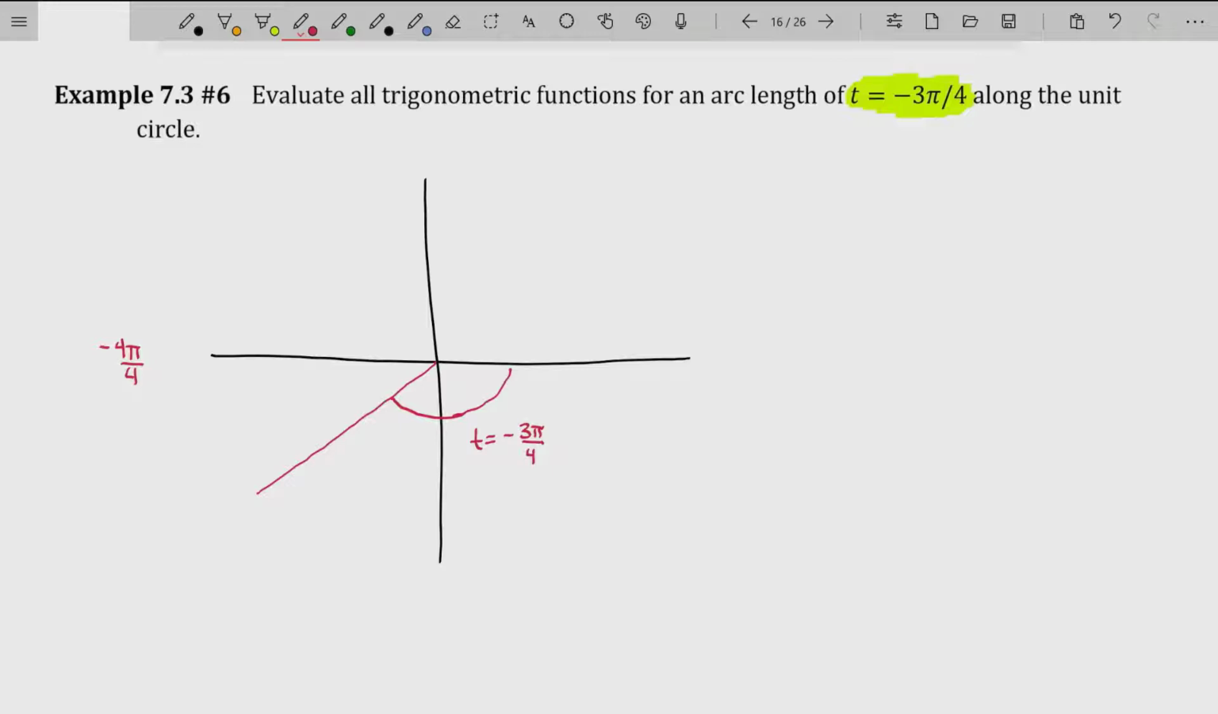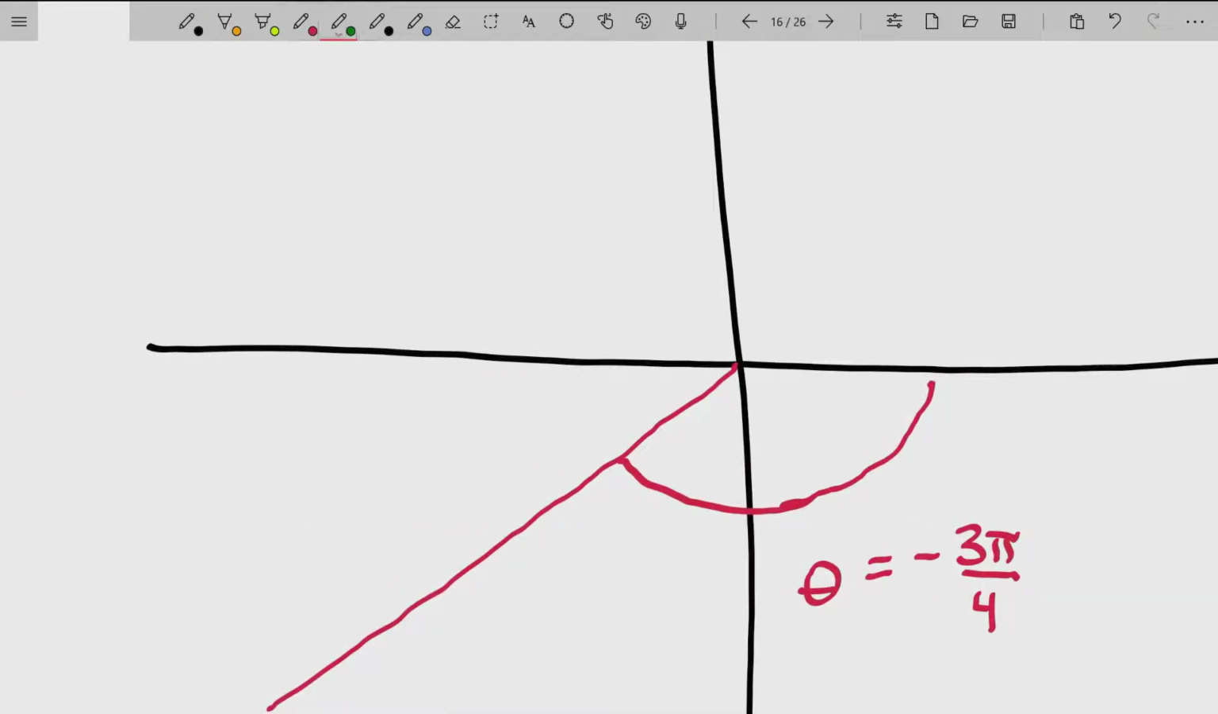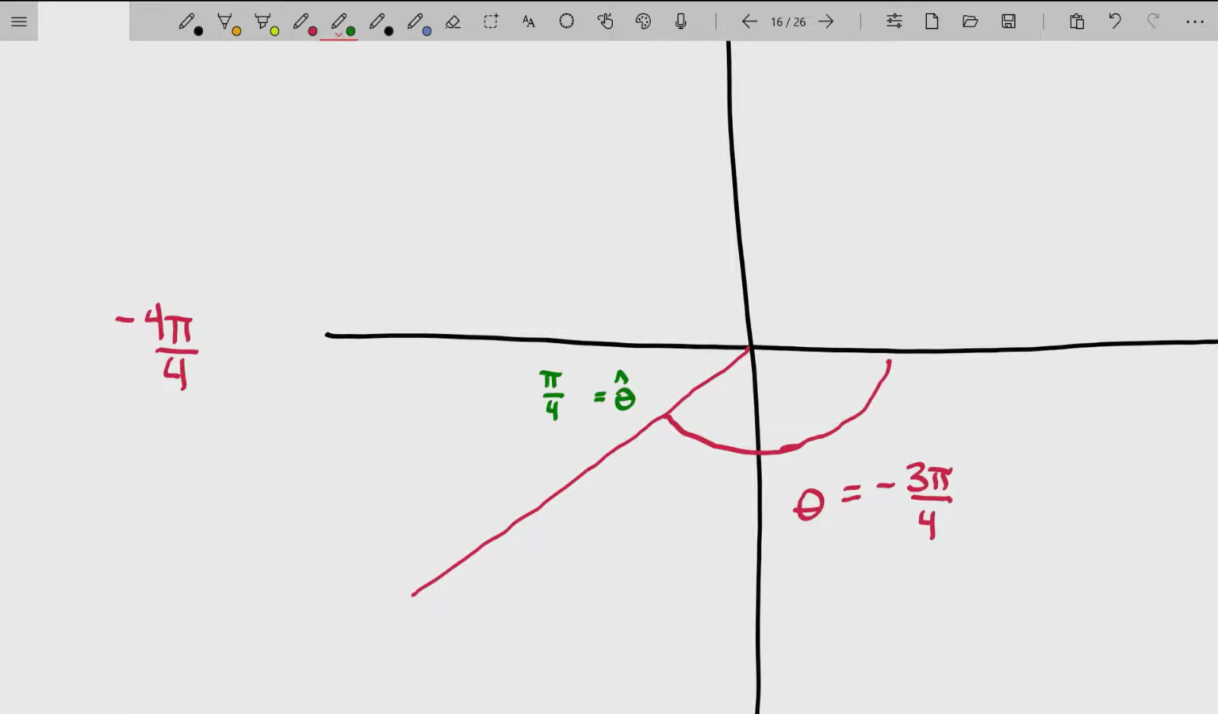So our reference angle, which technically should be a theta, we'll call theta hat. Our reference angle here is just an additional little pi over 4 that we would have gone. It's not going to be negative. I totally get that you're going to say, but wait, it's a negative pi over 4 because negative 3 pi over 4 plus a negative pi over 4 gets me to negative 4 pi over 4. You're right. But reference angles are always going to be called positive. So it's a positive pi over 4.